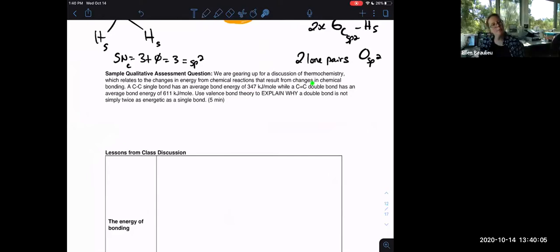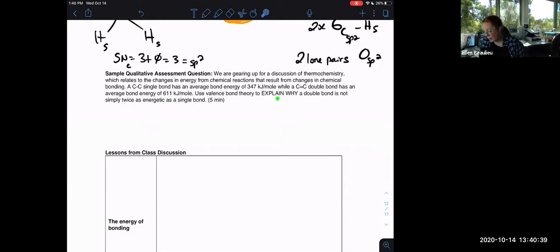Okay, we are gearing up for thermochemistry. Things are about to get a little crazy up in here. I want to think about that ahead of time. Thermochemistry relates to changes in energy that happen in chemical reactions. These changes in energy result from changes in bonding. A carbon-carbon single bond has an average bond energy of 347 kilojoules per mole. A carbon-carbon double bond has an average energy of 611 kilojoules per mole.